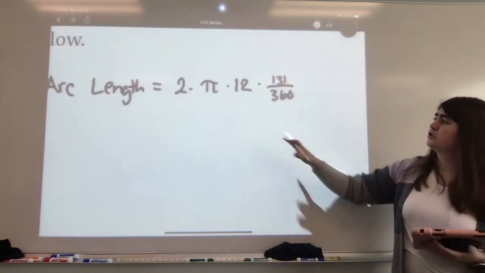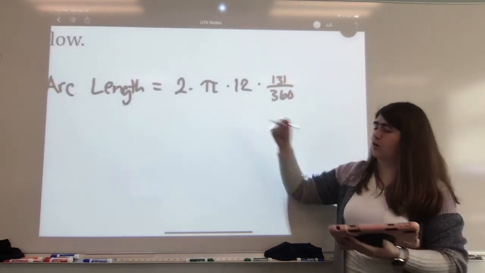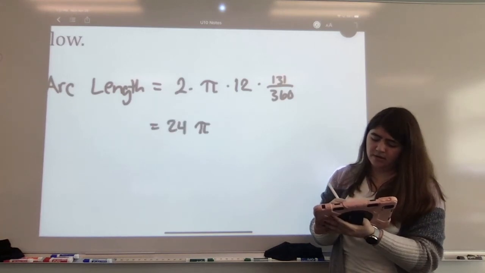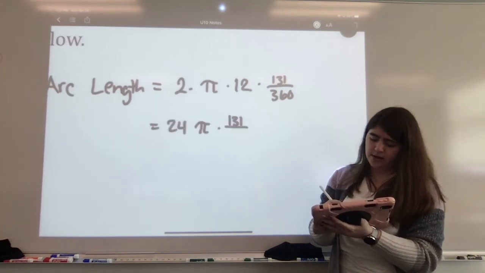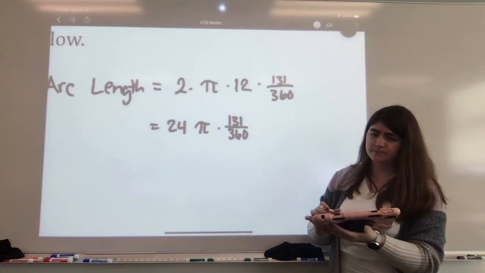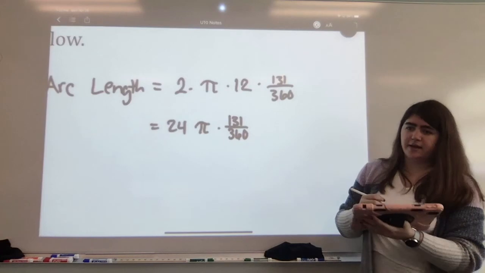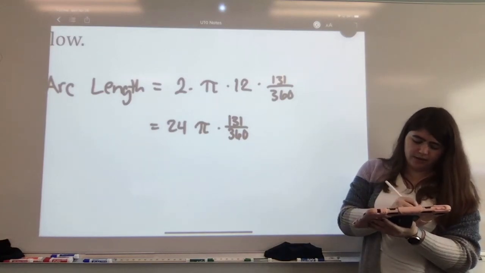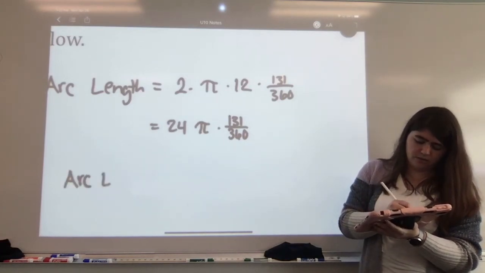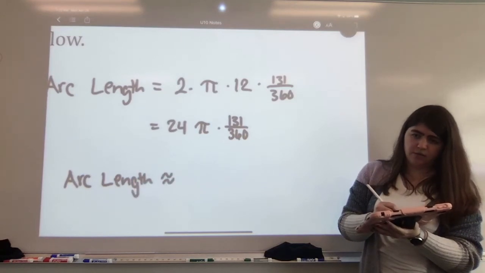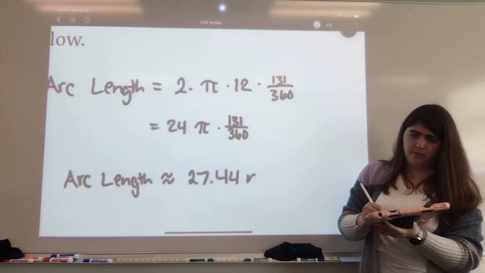So I have 2 times 12, which is 24, so I have 24 pi times 131 out of 360. And when I plug that into my calculator, that gives me that my arc length is approximately equal to 27.44 meters.